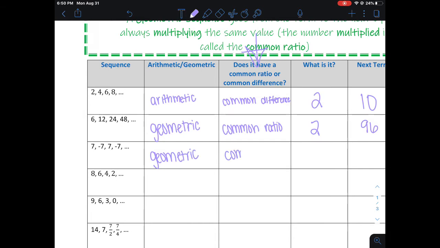It has a common ratio, because geometric is always common ratio. There shouldn't be any question about that. They just go together. And our common ratio was -1, meaning that I multiplied by -1 to get to the next term. And the next term will be +7. -7 times -1 is +7.